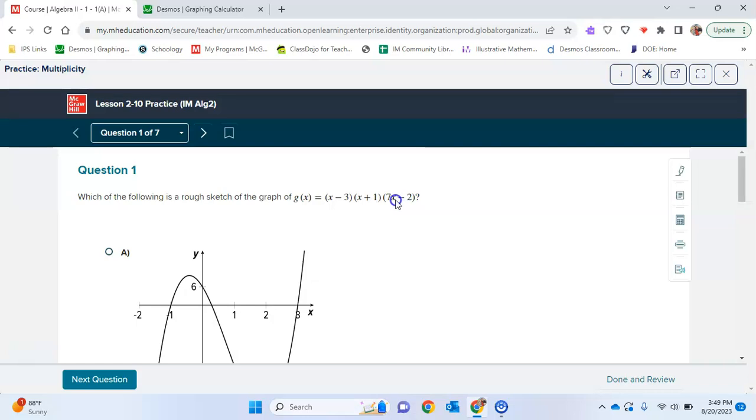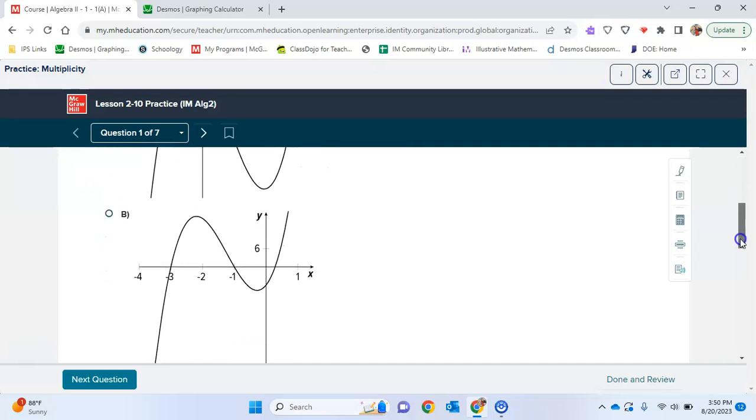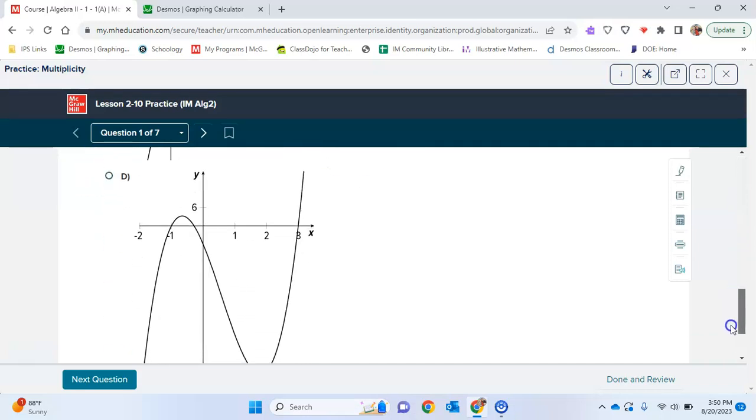another 0 at 2/7, because 7 times 2/7 minus 2 is 0. And it does. It will also have a y-intercept at negative 3 times 1 times negative 2, which is 6. Again, it does. I'm confident A is the answer. We can look at the other answers. You can see it does not touch 6 on the y-axis.